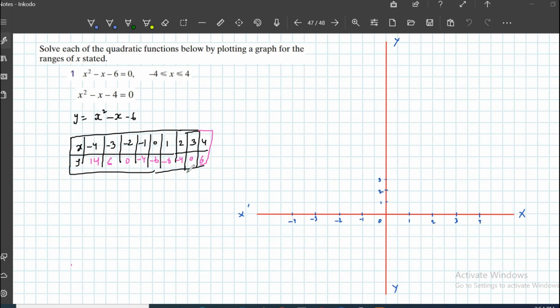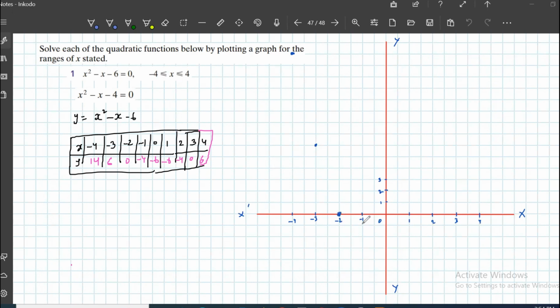For example, I'm checking minus 4, 14. So minus 4, straight away up, 1, 2, 3, 4, 5, 6, 7, 8, 9, 10, 11, 12, 13, 14. So this is the point. Then minus 3, 6. 1, 2, 3, 4, 5, 6. This is the point. At minus 2, 0, exactly on the line.